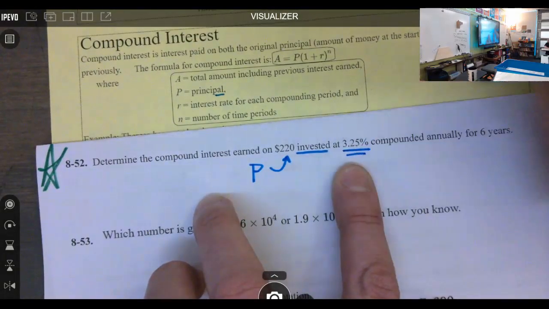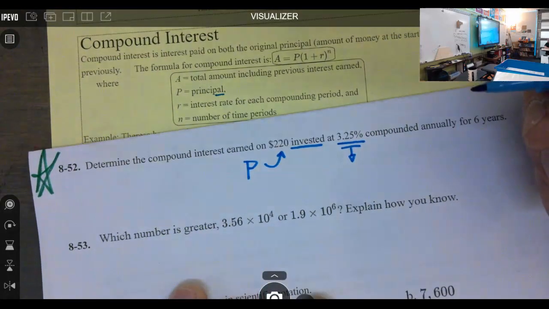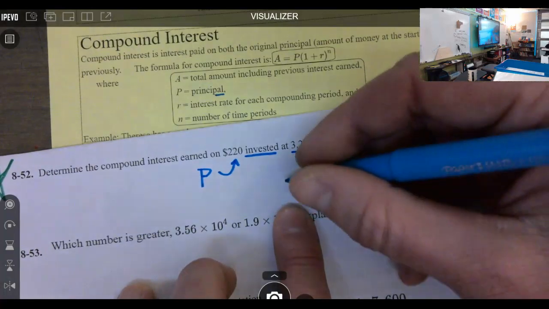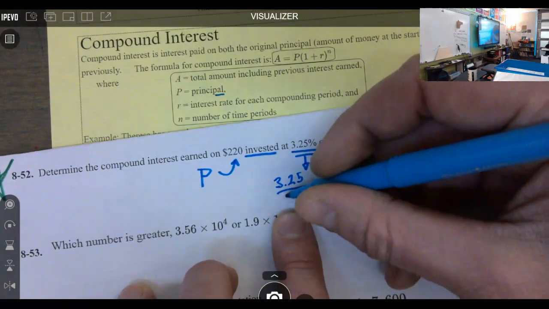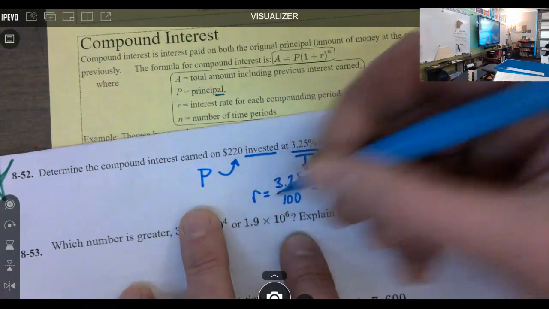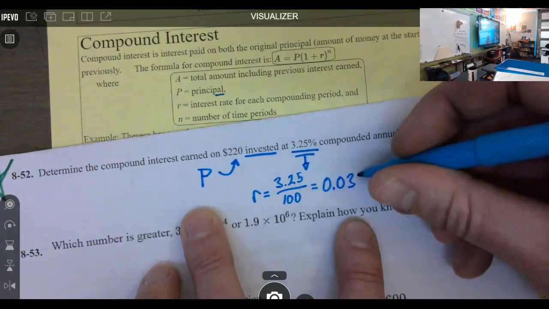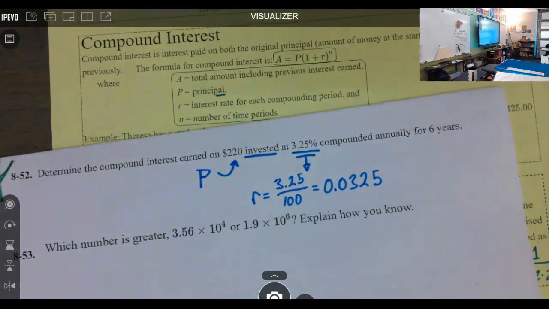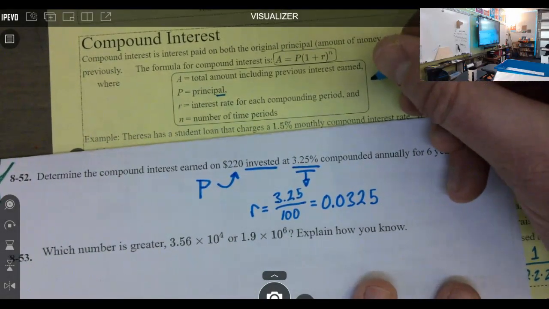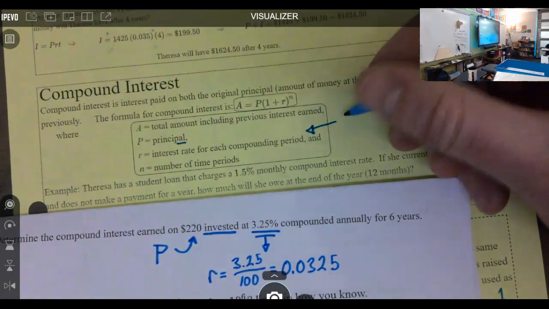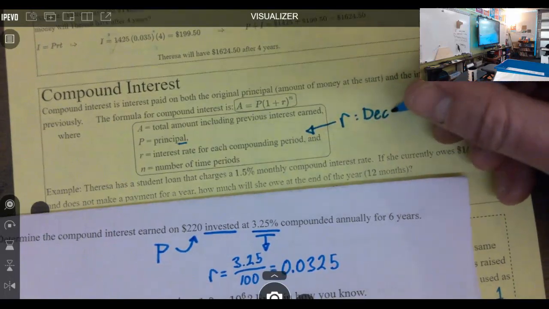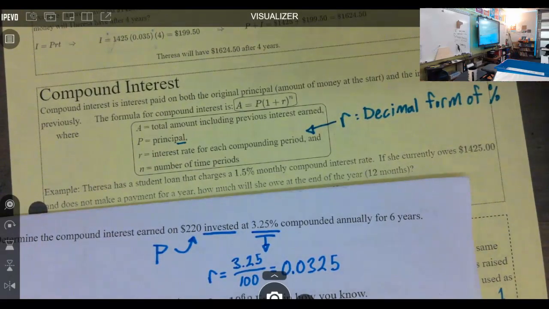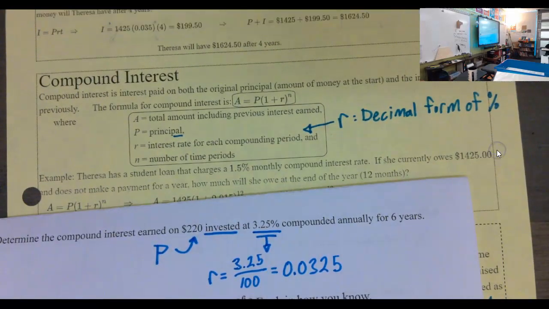3.25%. Now this is where it gets a little tricky. That is not your rate, but it sort of is. 3.25 is your percent, but what does 3.25% mean? What's percent mean? Out of 100. So your rate will actually be 0.0325 because percent tells you divide by 100. So guys, rate is the decimal form of percent. You might want to make that note in your math notes that rate is decimal form of percent. You cannot just straight up use the percent value. You gotta convert to the decimal form.